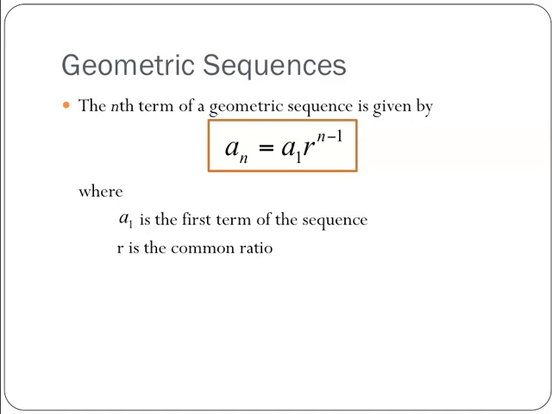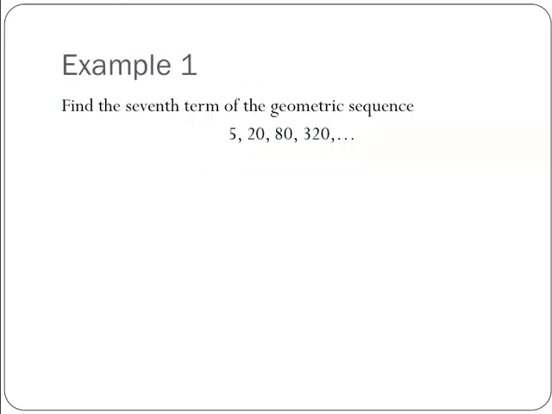Take a look at example 1. Find the 7th term of the geometric sequence 5, 20, 80, 320. So we see here the first term is 5, and it looks like to get to the following term, you're multiplying by 4. Now to find the 7th term, this might actually be not terrible to go from the 4th term to the 7th term, but just for practice, we're going to use the formula. So we're finding A7, the 7th term. We know the first term is 5, and we know the common ratio is 4.